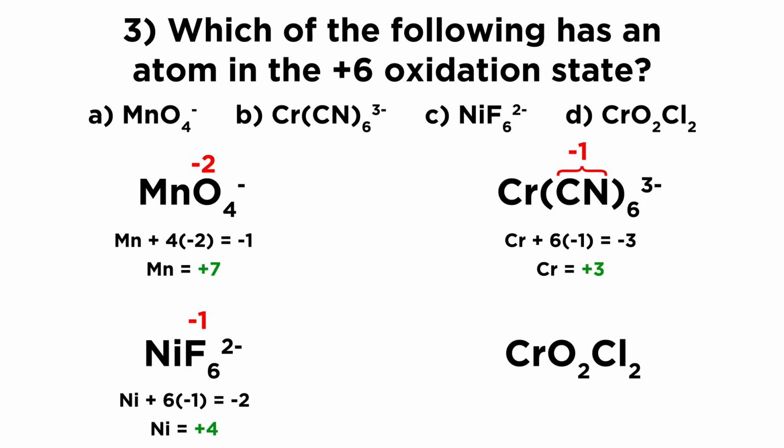And here we have some oxygen atoms and we have some chlorine atoms. We know that oxygen is going to be -2, chlorine is going to be -1, and this time the whole thing has to add up to 0 because this is a neutral compound. So chromium plus a total of -4 for the oxygens, plus a total of -2 for the chlorines, which altogether is -6, means that chromium must be +6 in order to get this all to work out. So that will be our answer. Chromium is in the +6 oxidation state in this 4th compound, so D is going to be our answer.